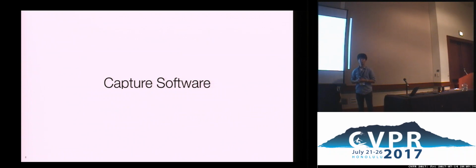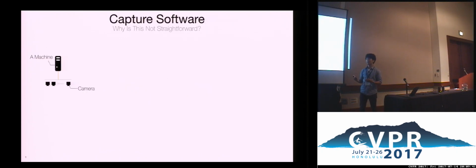Although that is essentially very important when you try to build your own system. So let me just go through the capture software first. And let's just assume a very simple structure. Like we have one machine, and let's say we have 3 or 4 multi-cameras connected to a single machine. And how can we make a capture software?